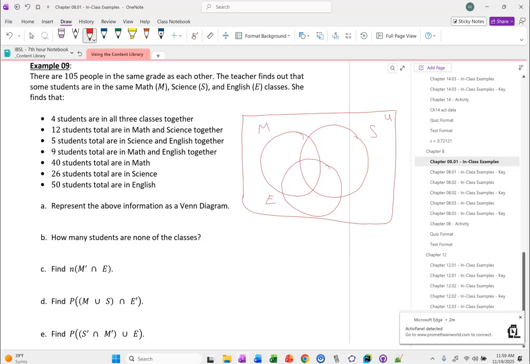Brooklyn, go for it. Going with all 3 would be 4, in the middle of all of them. Draw them apart. And then 12 would be math and science. And then 5 math and English. Oh, sorry, the 5 was for science.